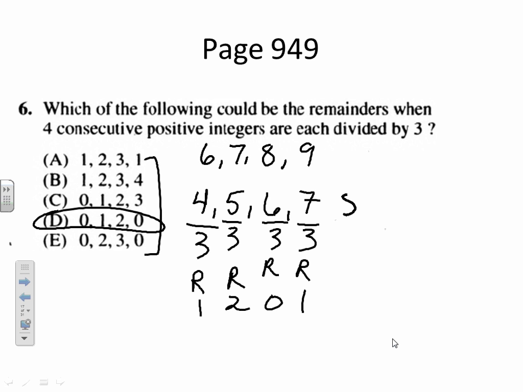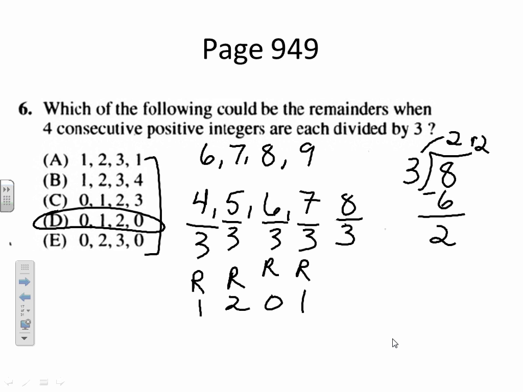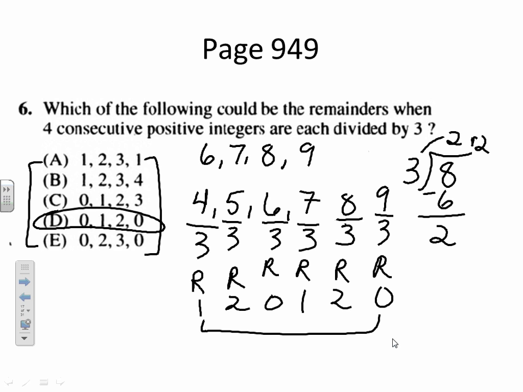So then I'd divide 8 by 3. So 3 would go into 8 2 times perfectly, and then you multiply these to get 6. So the remainder is 2. And then 9 divided by 3 gives you remainder 0. And now you're just looking and seeing if any of these patterns show up in this series here. And you'll see that the only pattern that shows up is right here again.